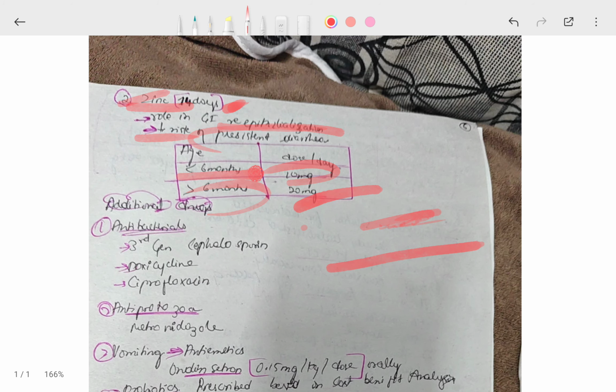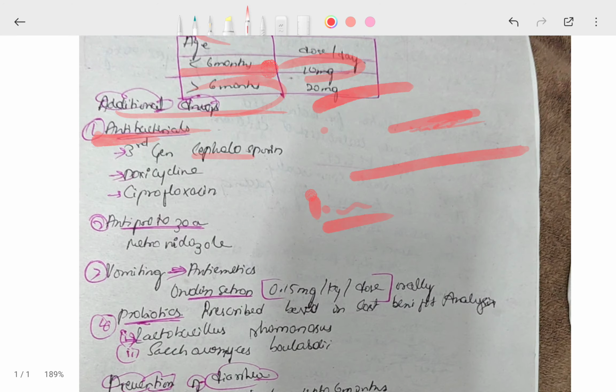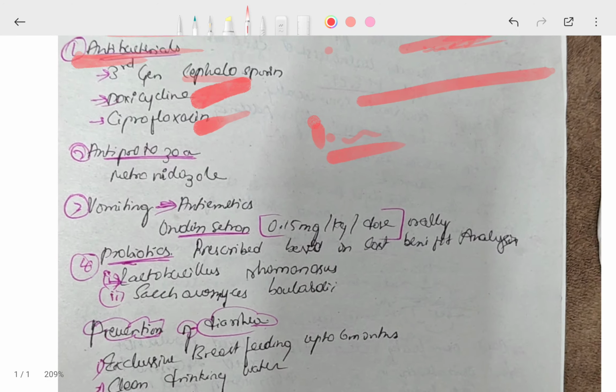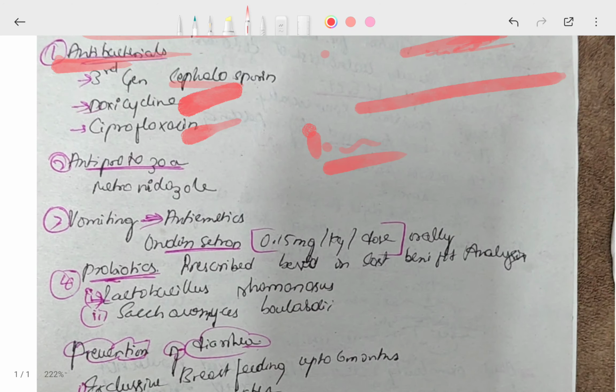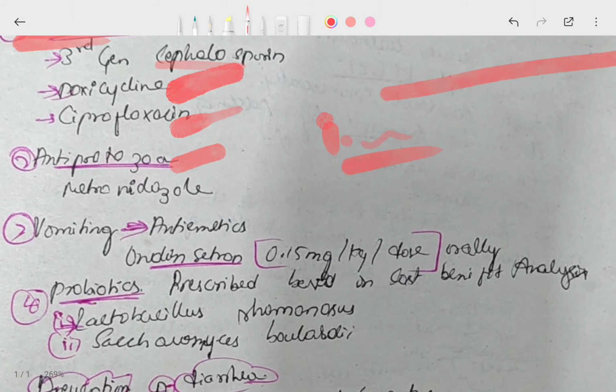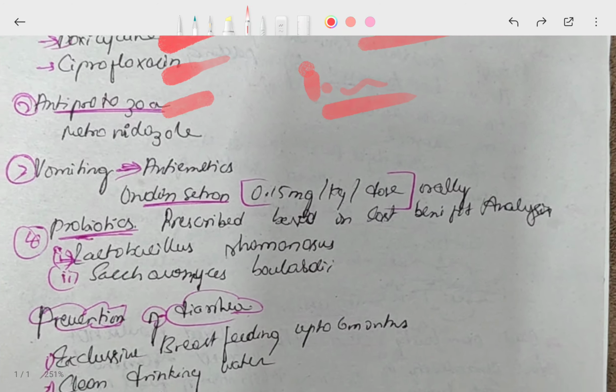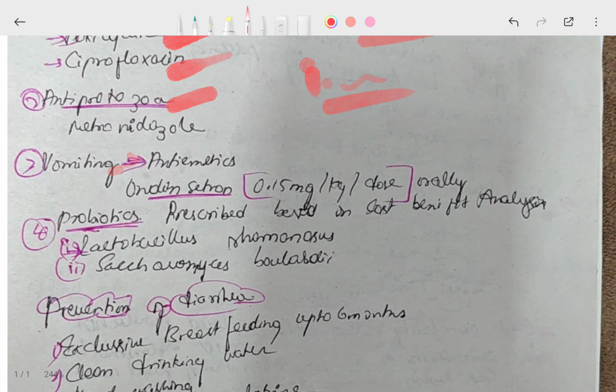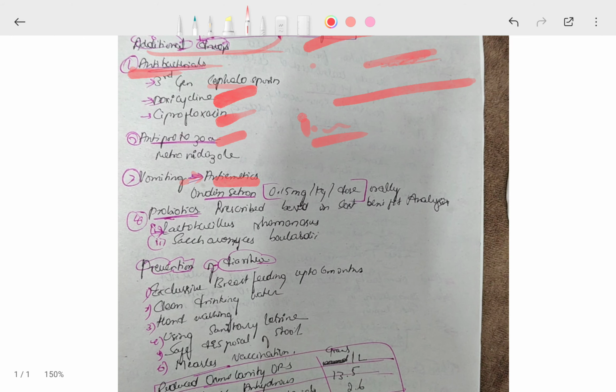Additional drugs which are given for diarrhea are antibacterials. If the cause is infectious, it will treat it. Third generation cephalosporins are given, doxycycline and ciprofloxacin are given. If it is a protozoal cause, you will give metronidazole. And if there is vomiting also, because vomiting causes dehydration, you will give antiemetics.